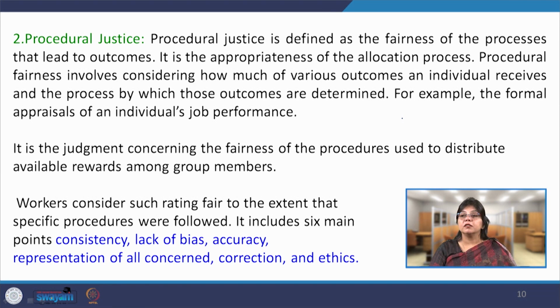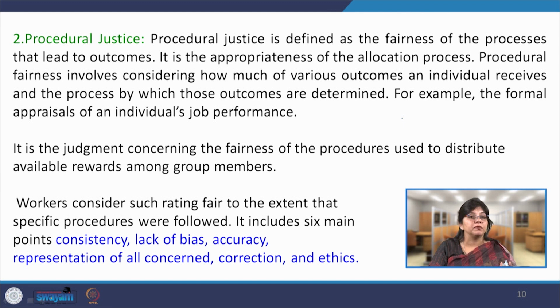Next is procedural justice. As the term implies, it talks about appropriate procedures, policies or fairness in adoption of policies and procedures for the effective functioning of the organization. Procedural justice is defined as the fairness in the process that leads to outcomes. It is the appropriateness of the allocation process and resources and involves considering how much of various outcomes an individual receives and the process by which those outcomes are determined.